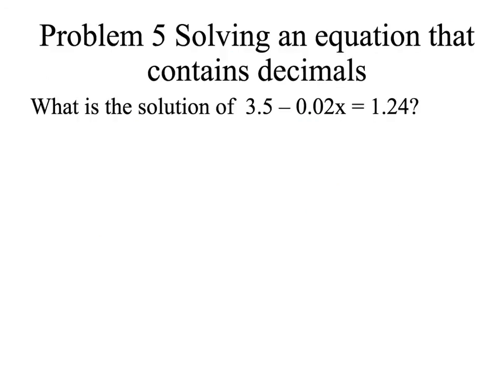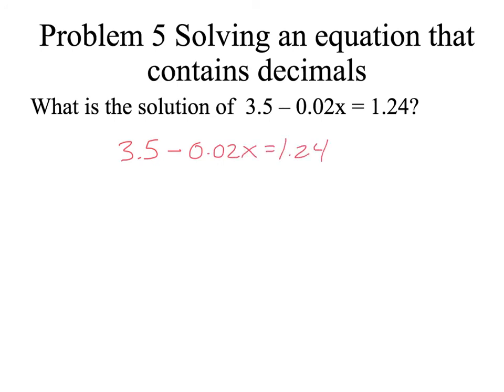And the last part, this is probably the least important of all. What's the solution of 3.5 minus 0.02x equals 1.24? I'll show you how to clear out the decimals just so you know, but most likely you're going to have a calculator, so you could really just do all this in your calculator. But I'll show you. If we have 3.5 minus 0.02x equals 1.24.